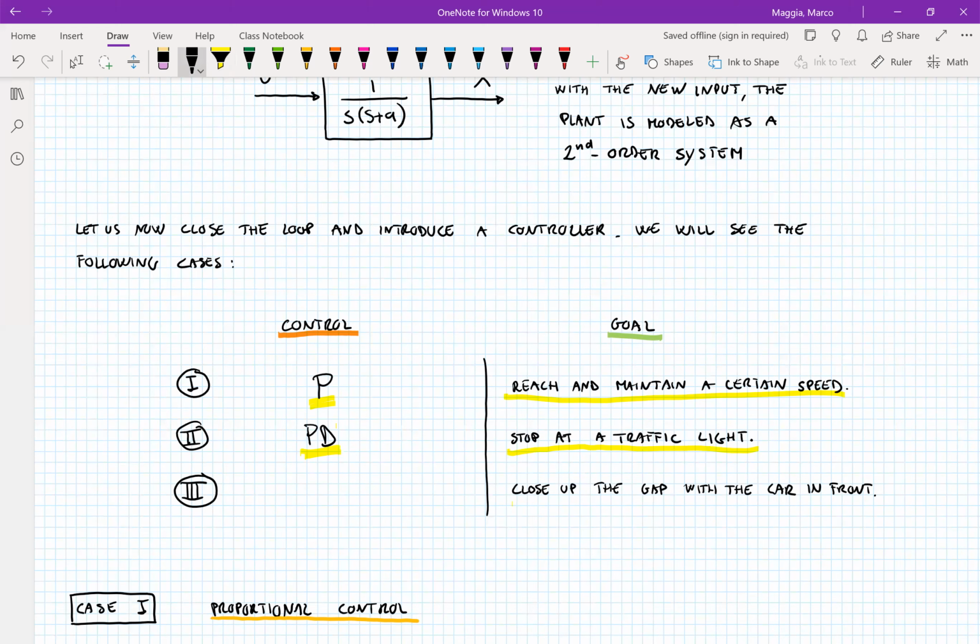Finally, the third example, again, if we have time, we're going to see it. It's just the complete PID. And the goal here is to close up the gap with the car that we have in front. And we're going to see that, or it's still contained in the notes for your curiosity. If you were to use just the PD controller, you could never catch up with the car in front of you. There's always going to be a gap, and that gap is the steady state error.